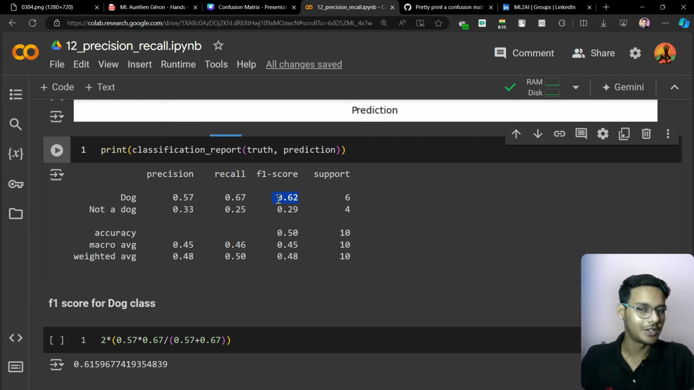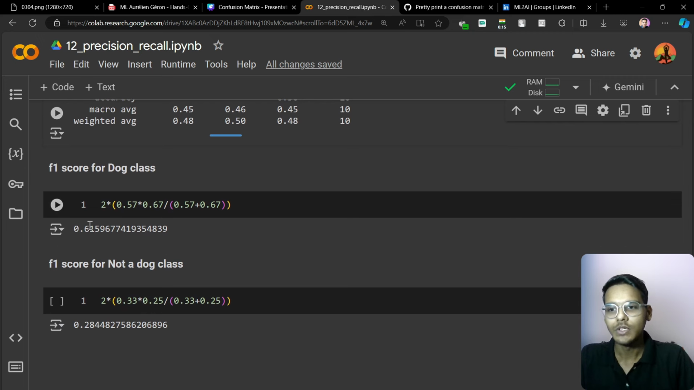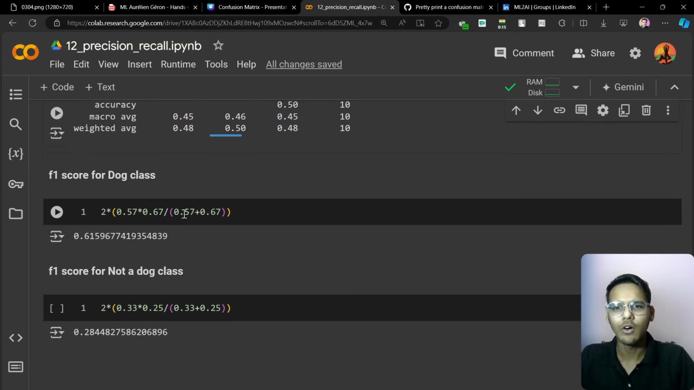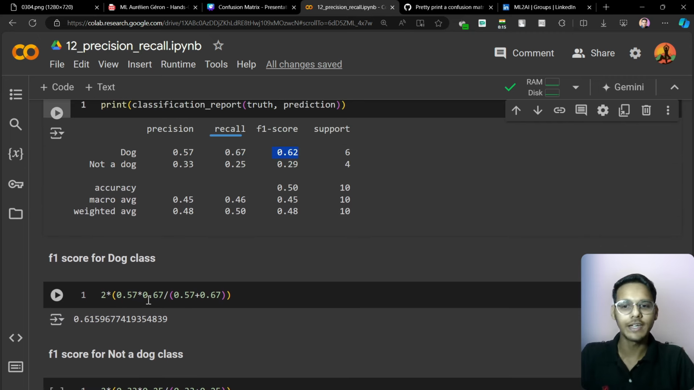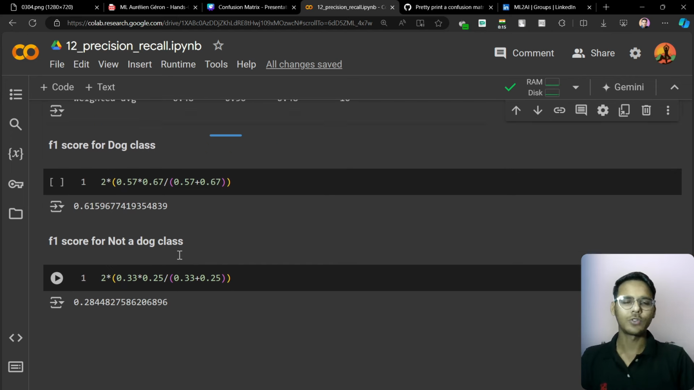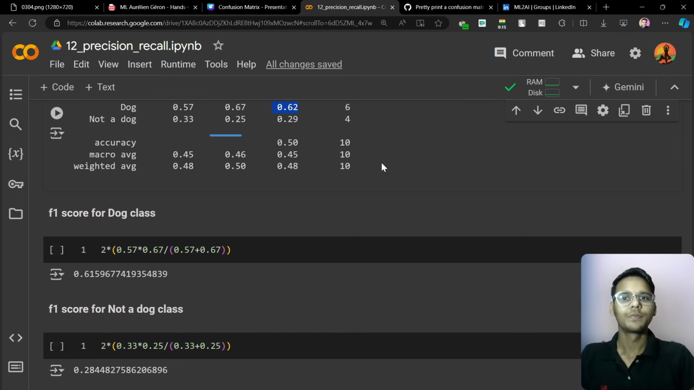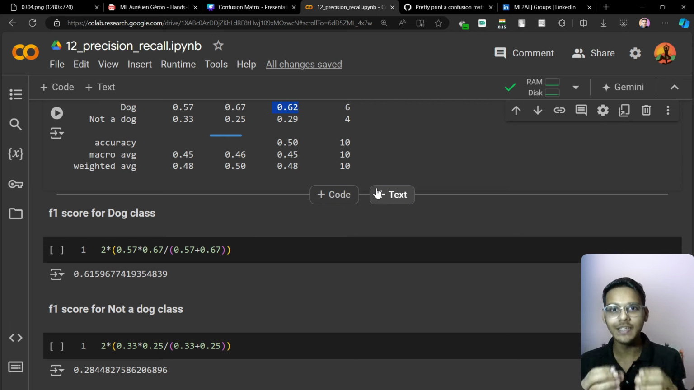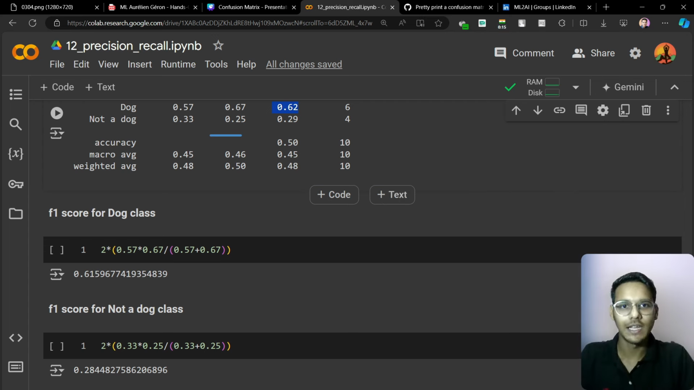You can just put the values in the formula. Okay, not a big issue. So you can see here 0.61 or 0.62. Actually, I have manually calculated it. And for not dog, it is also calculated. So that is not a big issue. Now, I hope this is very clear to you. We have done the coding part, we have done the theory part, and I hope this is very clear.